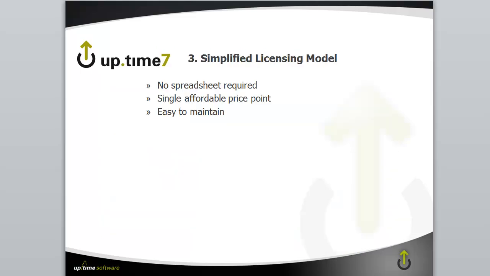The last major addition to Uptime 7 is a revamped, simplified licensing model. We know that you don't want to spend time managing your monitoring licenses. You should be spending time fixing real problems in your environment. Uptime's new licensing model doesn't need complex spreadsheets to track architecture, CPU count, memory size, or OS type. All elements are licensed using a single affordable price point. Licenses are easy to maintain and easy to expand as your data center grows.